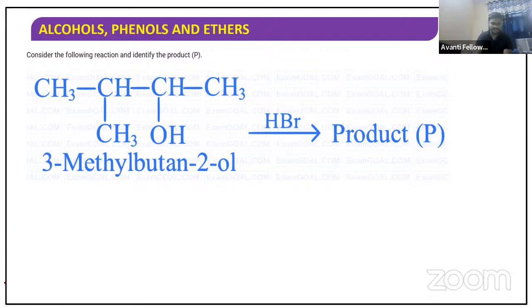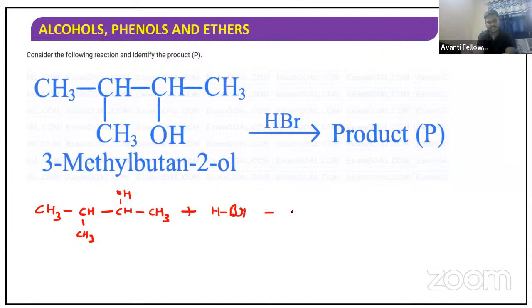So we have basically 3-methylbutan-2-ol, right? And we will treat this with HBr. So they are asking what product will be formed, right? So let me explain this. So we have CH3, CH, CH3, CH, OH, and this is CH3. This is treated with HBr, right?